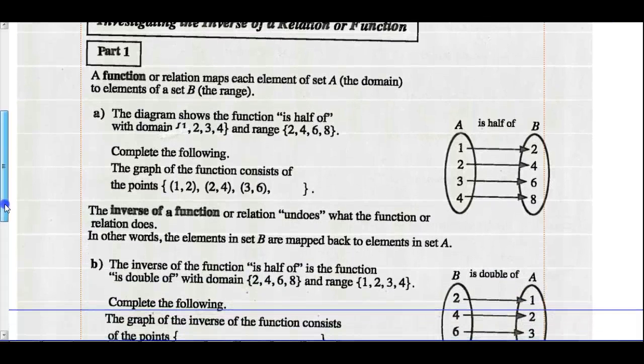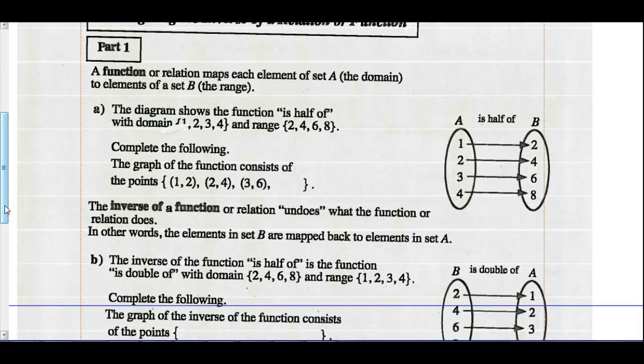Part 1. A function or relation maps each element of set A, which is a domain, to the elements of set B, which is the range. So the diagram shows the function is a half of with the domain 1, 2, 3, 4 and the range of 2, 4, 6, 8. So here it says A is a half of B. 1's a half of 2, 2's a half of 4, and so on. Complete the following. The graph of the function consists of the points (1, 2), (2, 4), (3, 6), and the last ordered pair would be (4, 8).